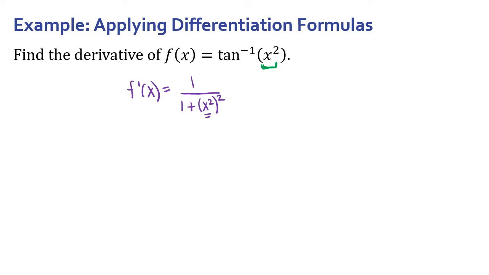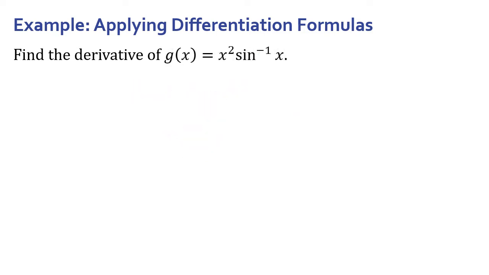So instead of that being an x, it's whatever that inside function is. And then times the derivative of the inside function. In this case, the derivative of the inside function is 2x. So that gives us 2x over 1 plus x to the fourth. All right, so let's look at another one.